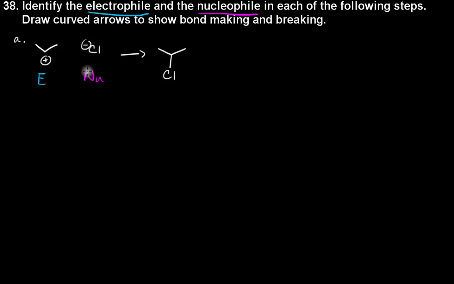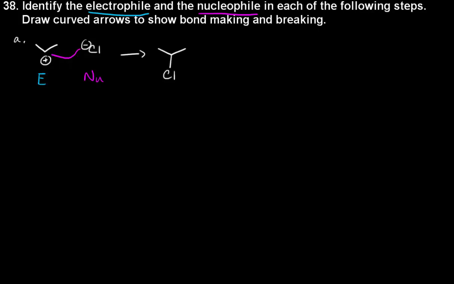The second bit is draw curved arrows to show bond making and breaking. Again, the nucleophile is always going to be the originator of the electrons. The electrophile is always going to be the receiver of the electrons. So we will begin always on the nucleophile and end on the electrophile. The electron origins start at the chlorine. They will end at the positively charged carbon. So you can draw the electron ending either on the positive charge.